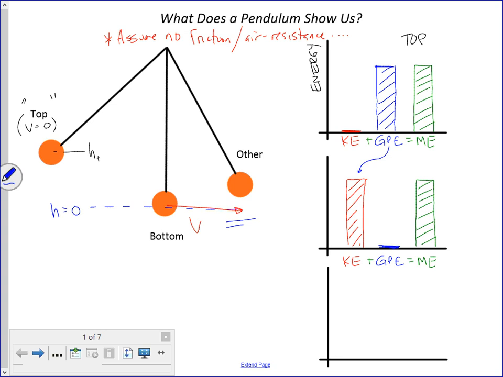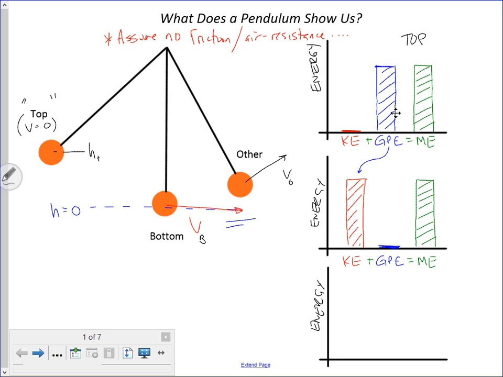At some other place, here, where this object now is moving at some speed v, I don't know, let's call this v bottom and v other, where v other is less than v bottom because it's on the way back up. Well, what's the one thing we can say for sure, this should still be energy, right? Yeah, of course it should. This is energy.